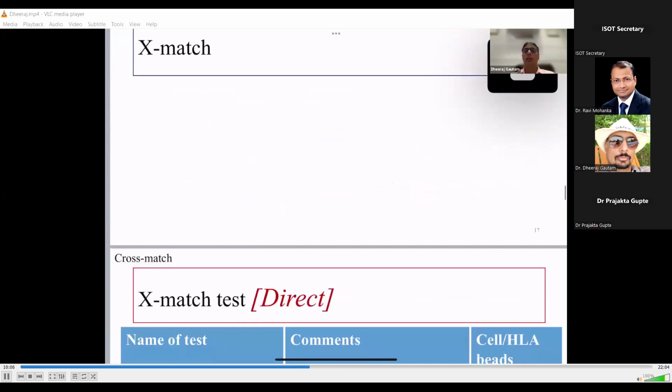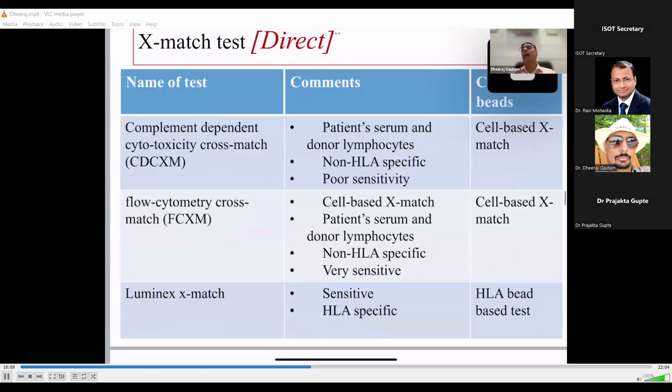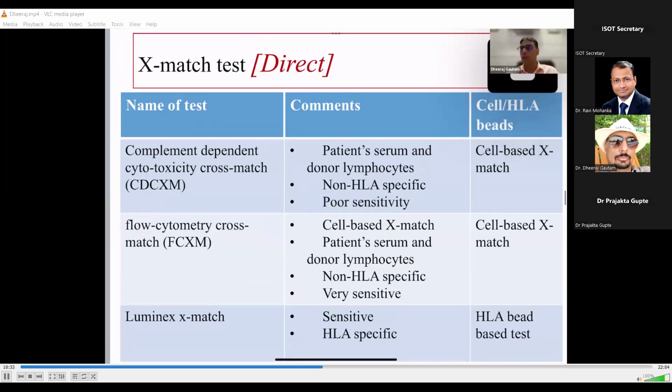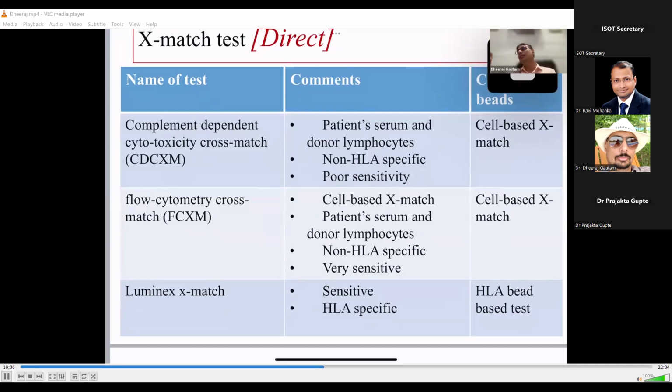So now we come to the cross match. Direct cross match can be done by three methods. The oldest is complement dependent cytotoxicity cross match, called CDCXM, in which there is patient serum and donor lymphocytes. It is non-HLA specific and has poor sensitivity. It is a cell-based cross match in which you lyse the WBCs and put the dye into it, and according to the color of the dye, you see whether it is 1:2, 1:4, or 1:8. It was not very specific.